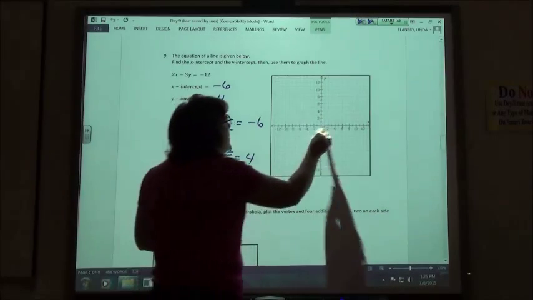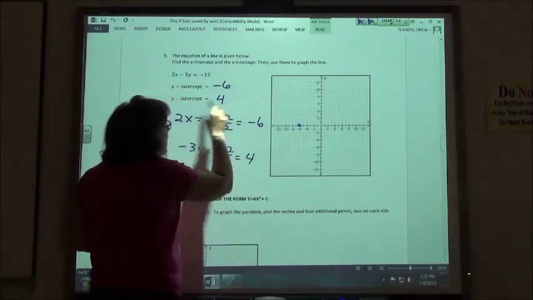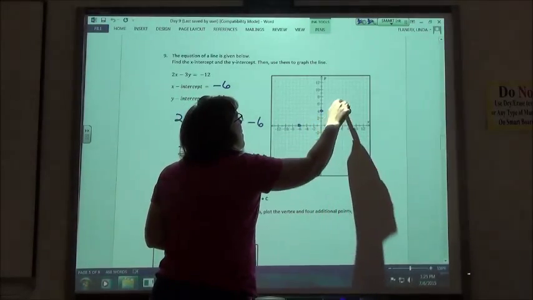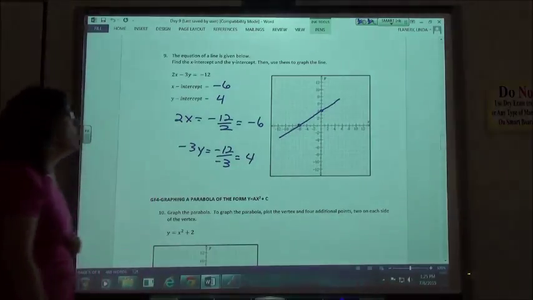So my x-intercept is at negative 6. My y-intercept is at positive 4. I can then connect my dots and draw my line.